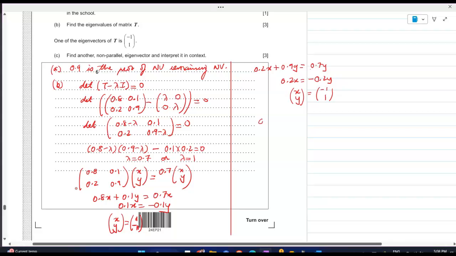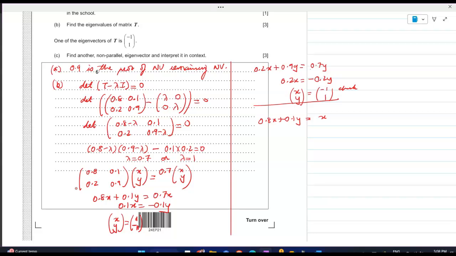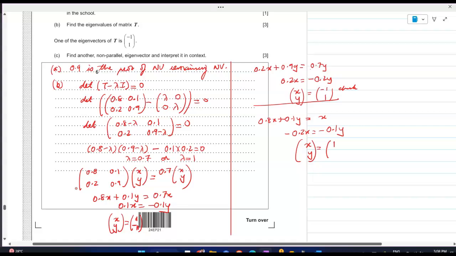If you take 1, what will happen is 0.8x plus 0.1y is equal to x. That one you take. You don't have to check this, it's just a check if you want to. It's already said that one is the eigenvalue. So then this will be minus 0.2x is equal to minus 0.1y. So 1, 2.